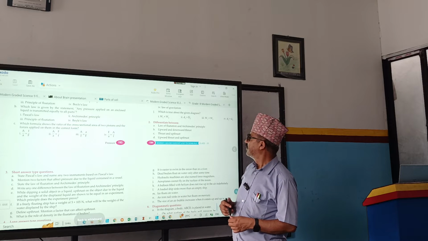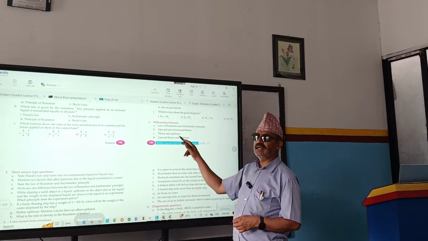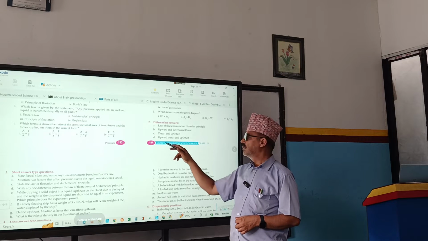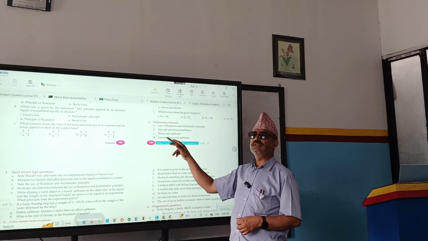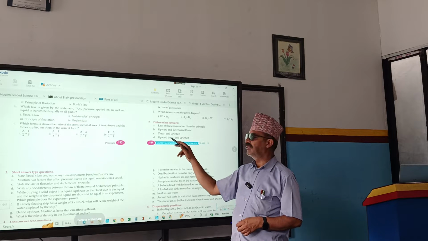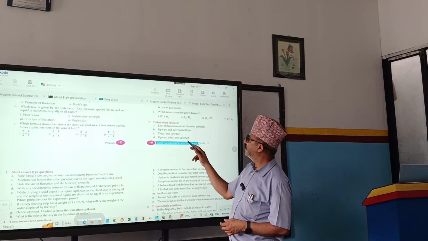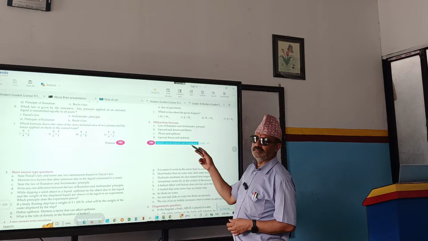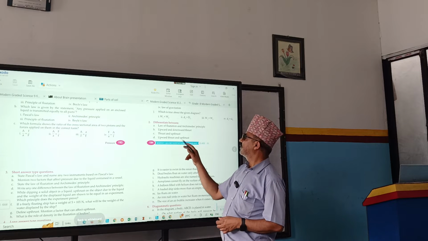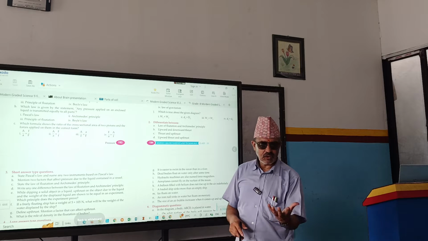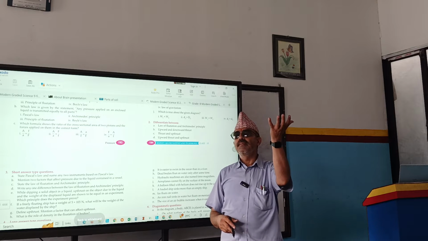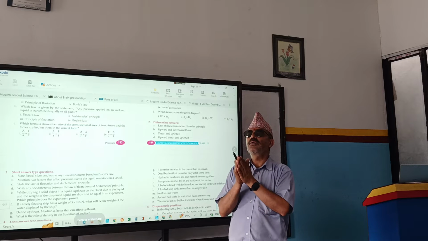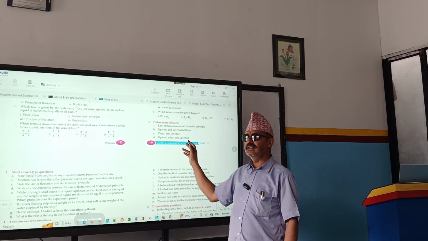And upthrust can be experienced in fluids. Thrust can be experienced mainly in solids. Upward thrust and upthrust: what is this one, if that is the same? No. Actually, upward thrust is the thrust acting upward by the liquid. But upthrust is the difference between upward thrust and downward thrust. It is more, it is less.